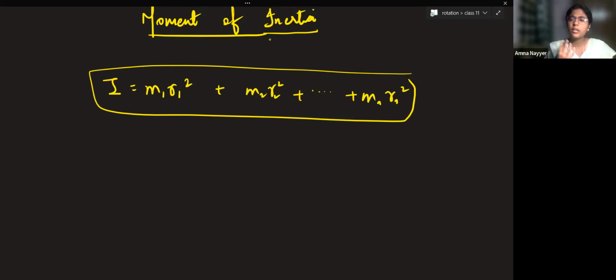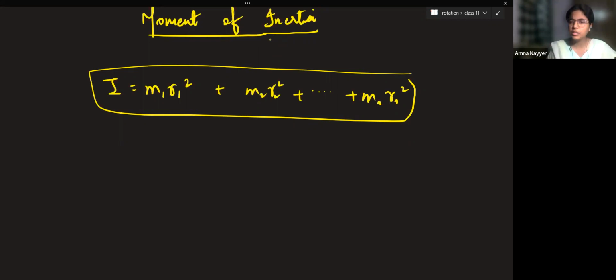Like for a disk, moment of inertia is different. For a disk, when the axis of rotation is passing somewhere else, that is different. See, whenever we determine moment of inertia, you have to choose a reference axis first, because obviously we are talking about rotational analogs. So an axis of rotation is needed. Now from this axis of rotation, we'll determine the rest of the things.